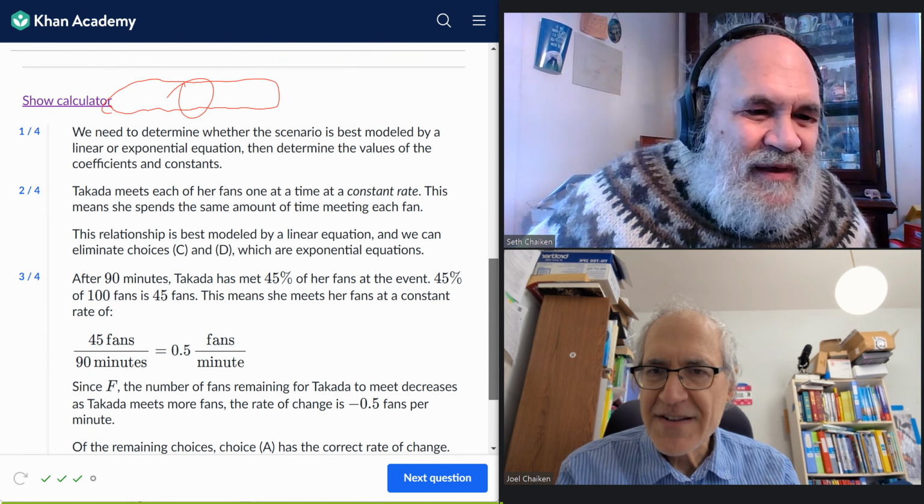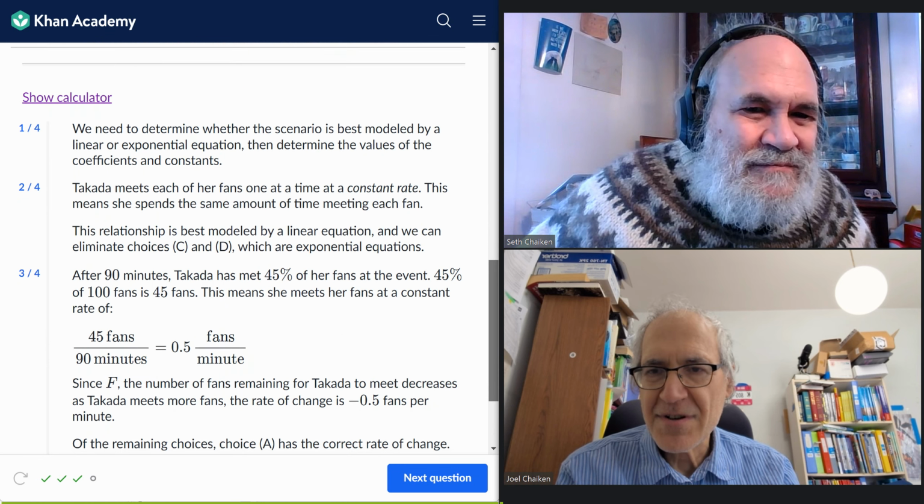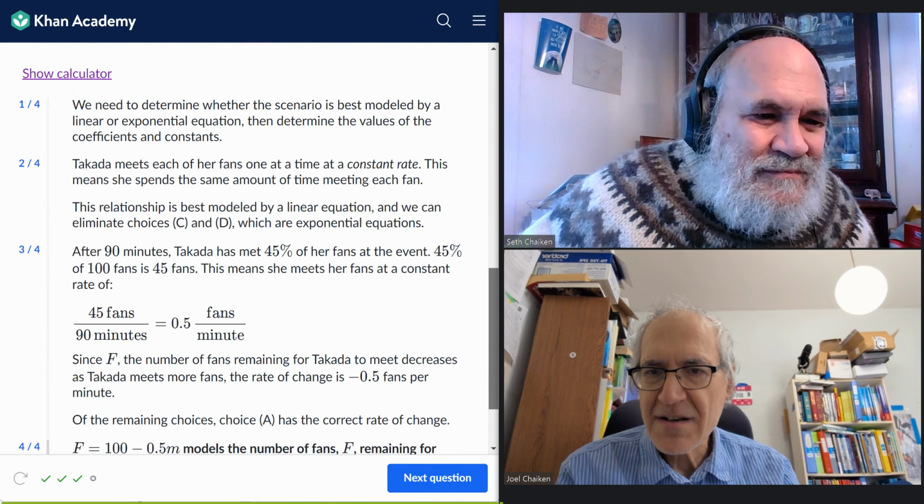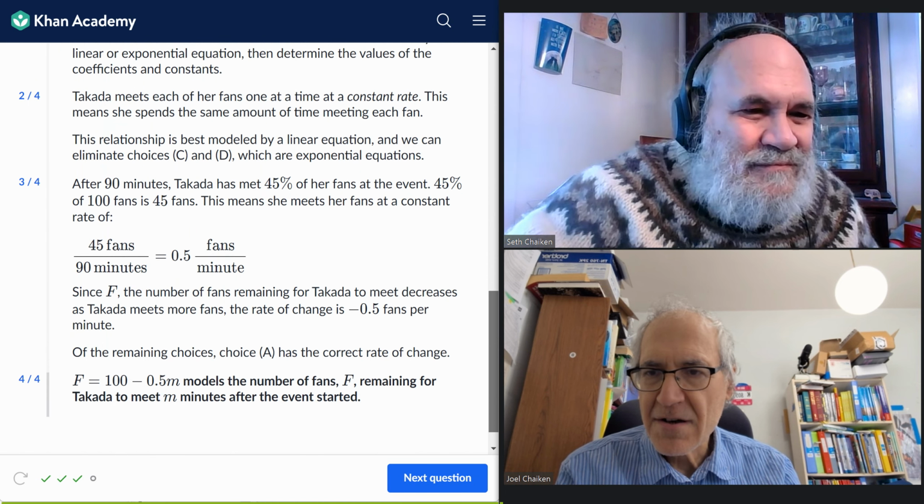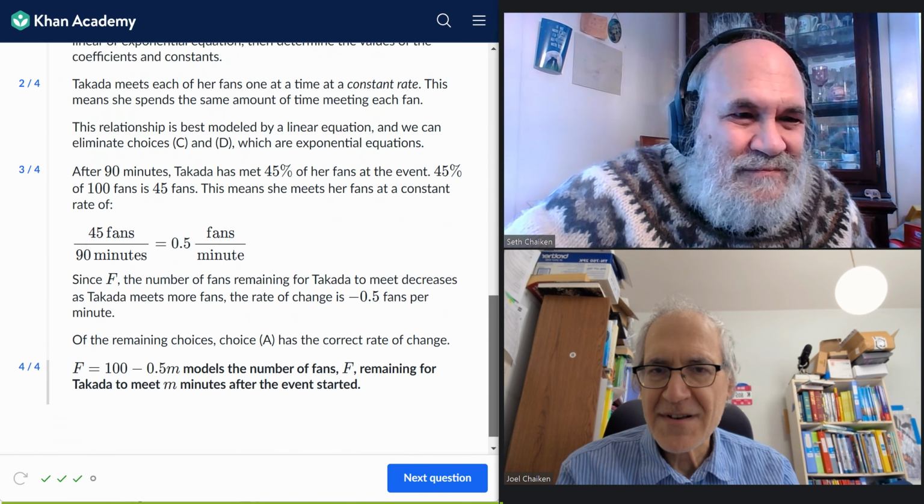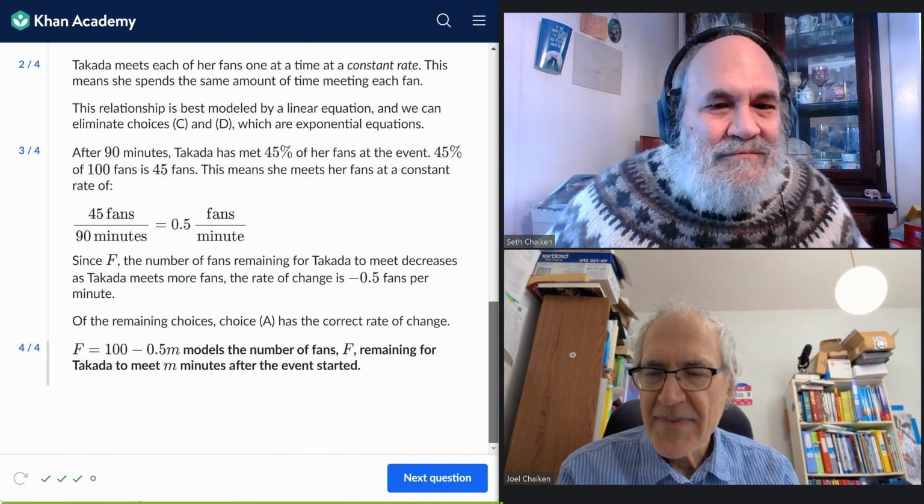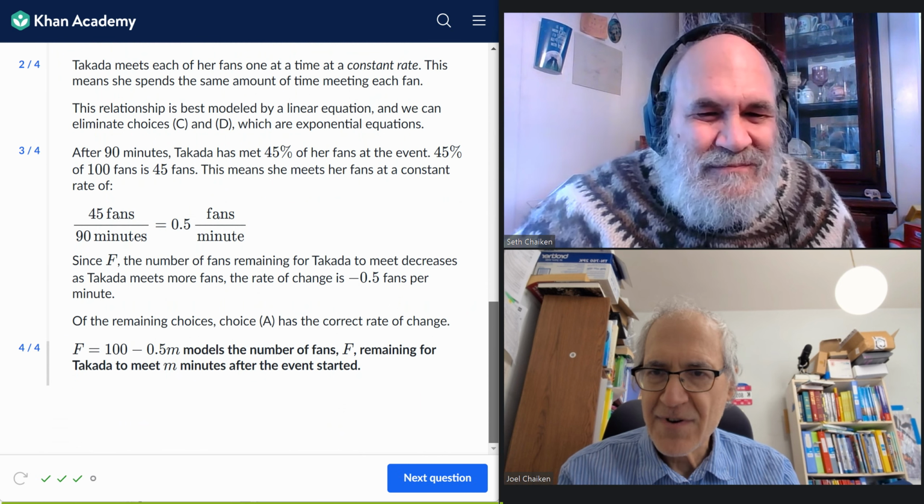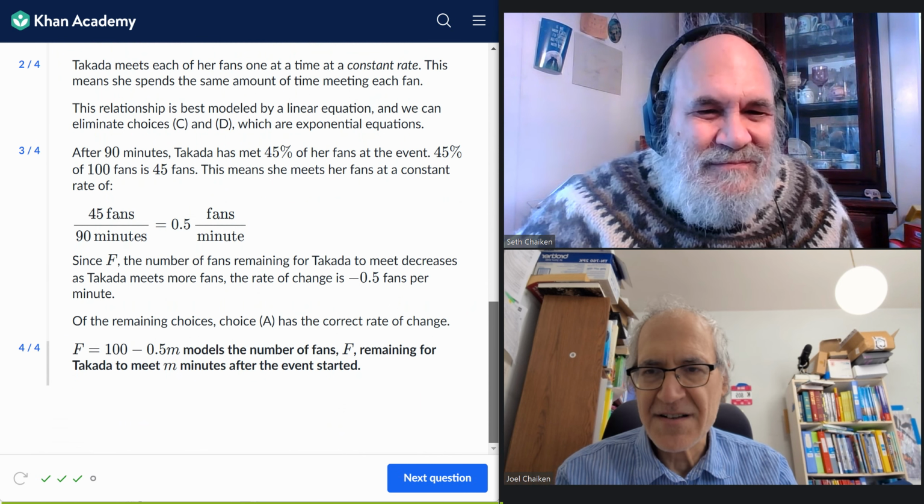We need to determine whether the scenario is best modeled by a linear or exponential. Okay. Dichotomy: constant rate. So it's linear. Okay, great. Now, that's good. They did 2 steps. That's 90 minutes. She's met 45% of fans. 45% of 100 fans is 45 fans. This means she meets her fans at a constant rate of that.